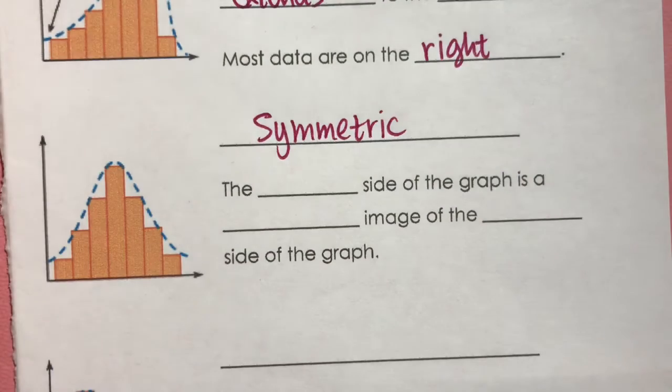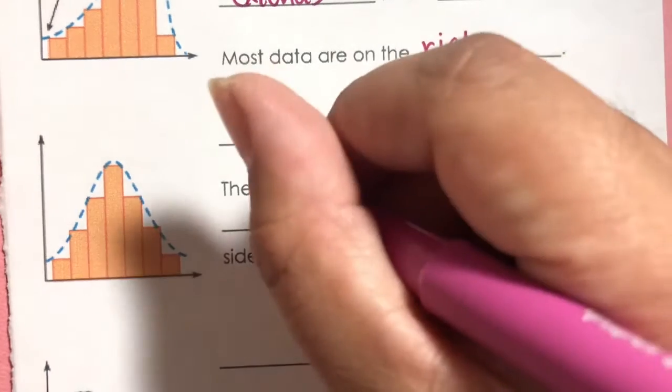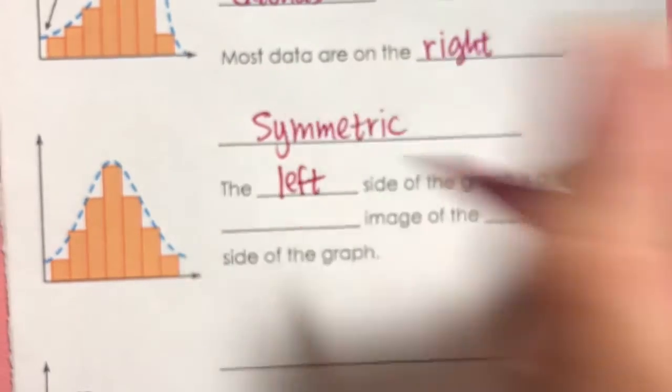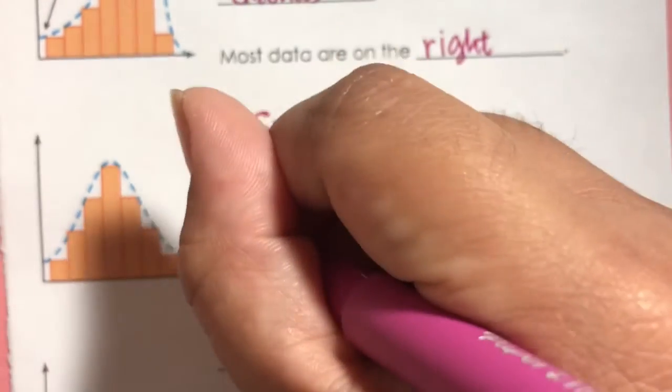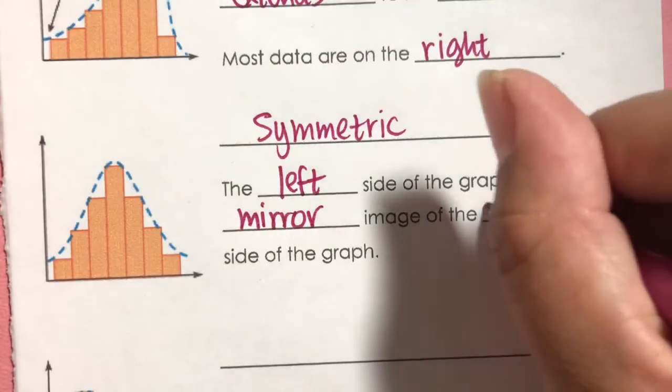And you know what symmetric means? If you remember from grade school, symmetric means that both sides are the same. It's a mirror image. So the left side of the graph is a mirror image of the right side of the graph.